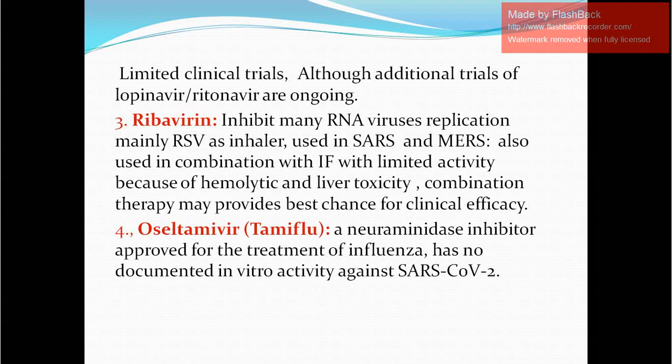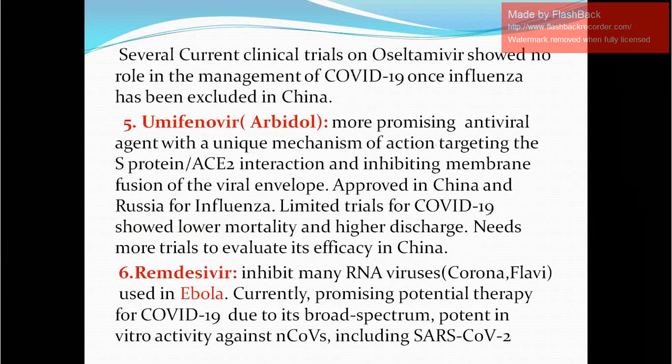SARS-CoV-2. The fourth drug is oseltamivir, or Tamiflu, you know it. This is a drug for influenza, which inhibits neuraminidase, and there is no documented in vitro activity or effect on SARS-CoV-2. Several current clinical trials using oseltamivir showed no role in management, mainly in China, where there are the two conditions, flu and COVID-19.